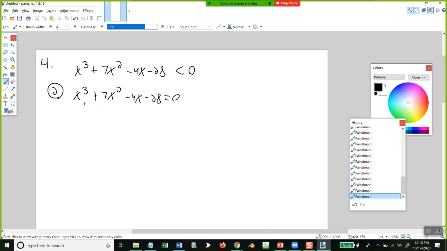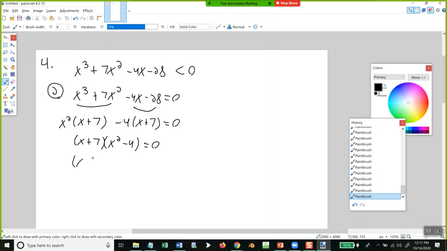Now this would factor by grouping. I group the first two terms together, and the last two terms. The first two terms have an x squared, and that gives us x plus 7. The second group has a negative 4, and that gives me x plus 7. Now they both have an x plus 7, so I'll factor that out, and that gives us x squared minus 4. Now x squared minus 4 is the difference of two squares, so it factors as x plus 2, x minus 2.